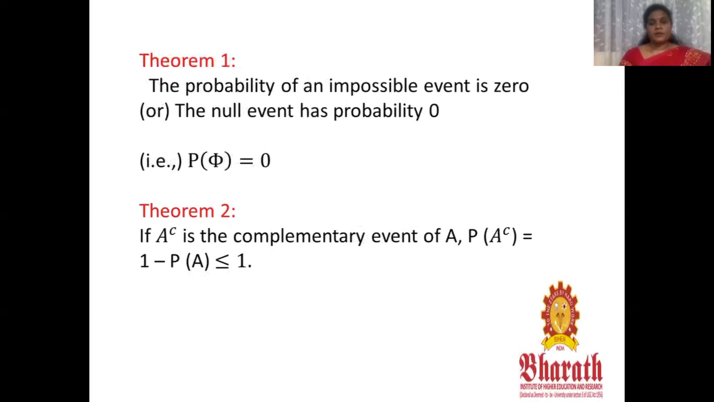Theorem 1. The probability of an impossible event is 0, or the null event has probability 0. It is given by the notation: probability of the null event is equal to 0. Theorem 2. If A complement is the complementary event of A, probability of A complement is equal to 1 minus probability of A, which is less than or equal to 1.